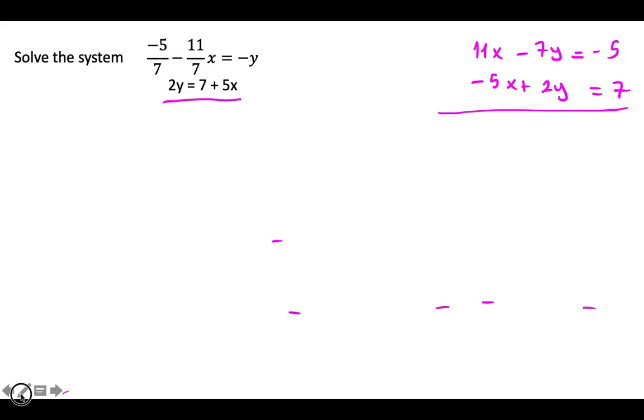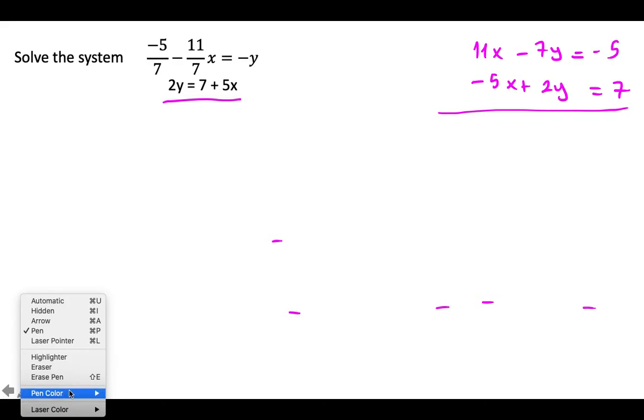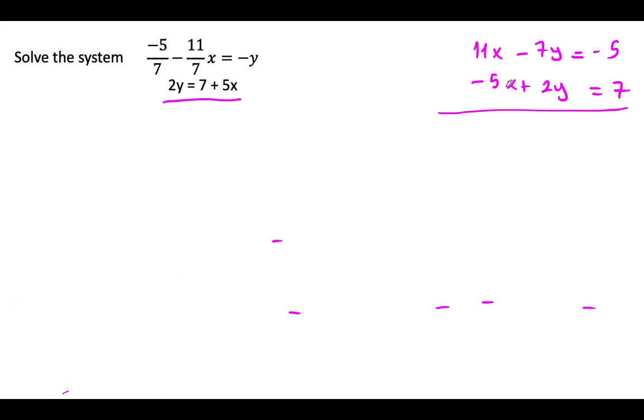Now, what am I going to do? I will do this, dear students. Now, this is 11, this is negative 5, this is negative 7, this is 2. Let me multiply the second row by 7: 7 times 2y is 14y. And if I multiply the first row by 2, 2 times negative 7 is negative 14y.